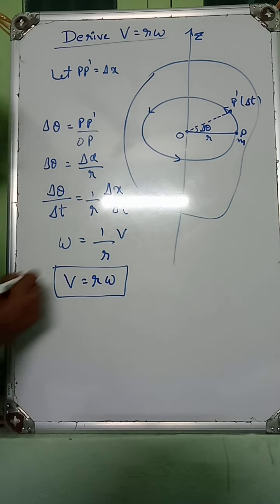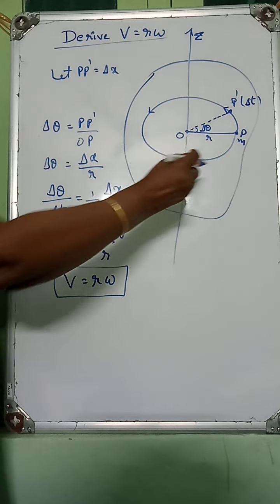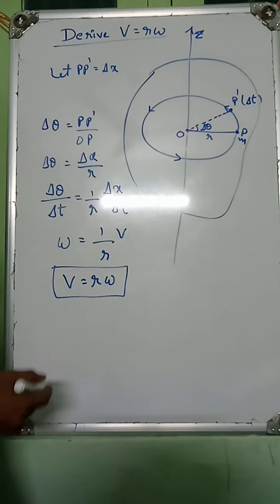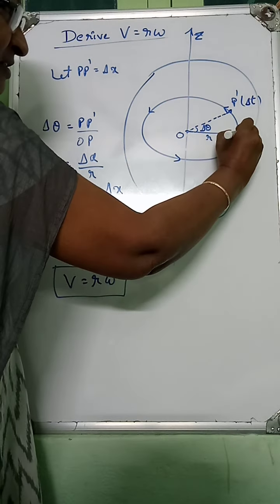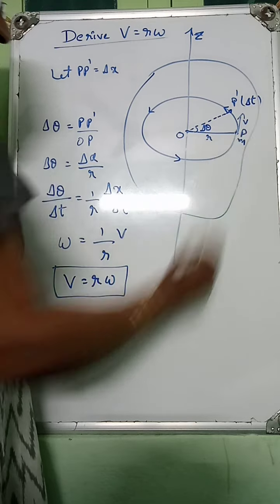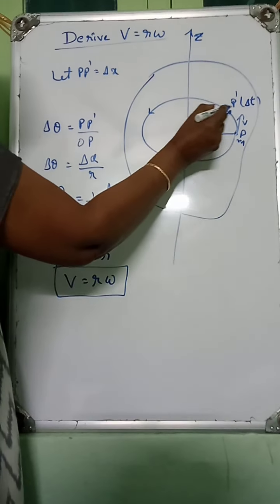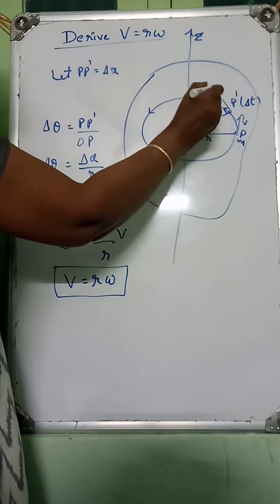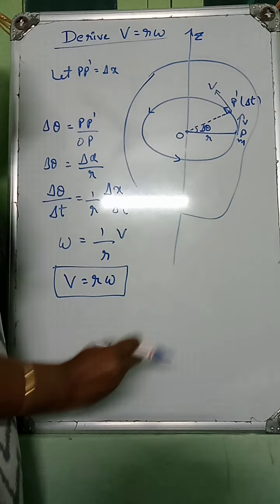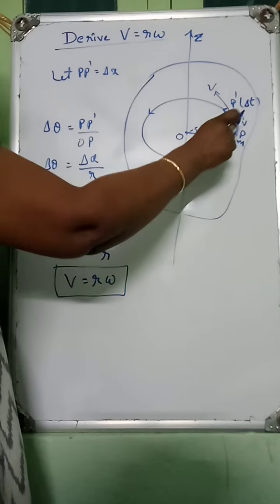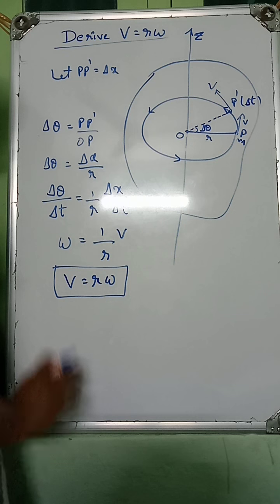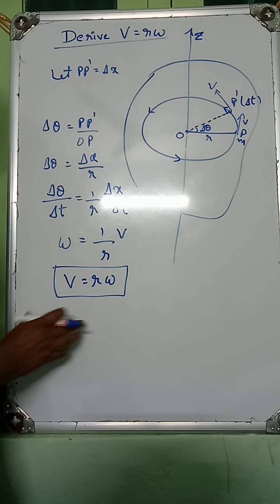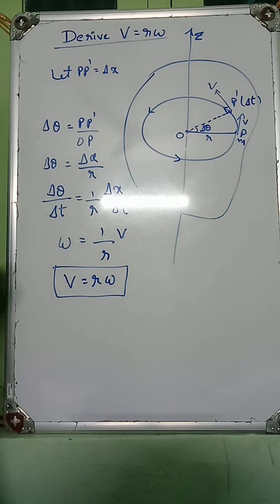v is the linear velocity of a particle revolving around the circumference of a circle. If the particle is here, this is the direction of linear velocity. If it reaches the position P dash, this is the linear velocity. Linear velocity is always along the tangent drawn at that point. That is the direction of linear velocity. v equal to r omega. This is the relation between linear velocity and angular velocity.